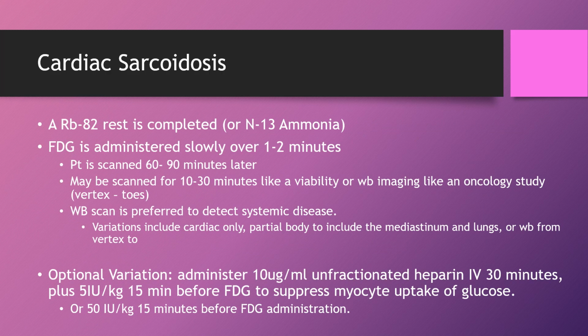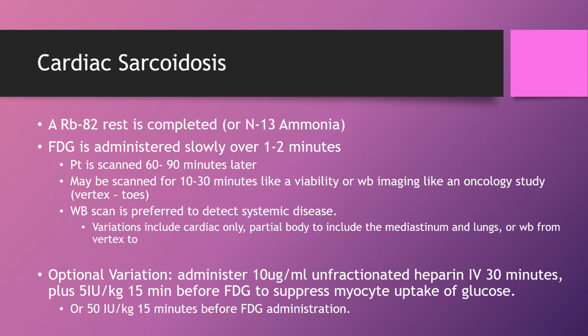Patients also receive a resting rubidium or ammonia study for comparison and then are given FDG. So in that way, this is very similar to the viability studies, except the actual imaging is a little bit different. So patients will get their rubidium resting or ammonia resting completed first, and then the FDG will be administered. Again, this has to be administered slowly over 1 to 2 minutes. Patient is then scanned 60 to 90 minutes later. They may be scanned for 10 or 30 minutes, somewhere around in there, just like a viability.